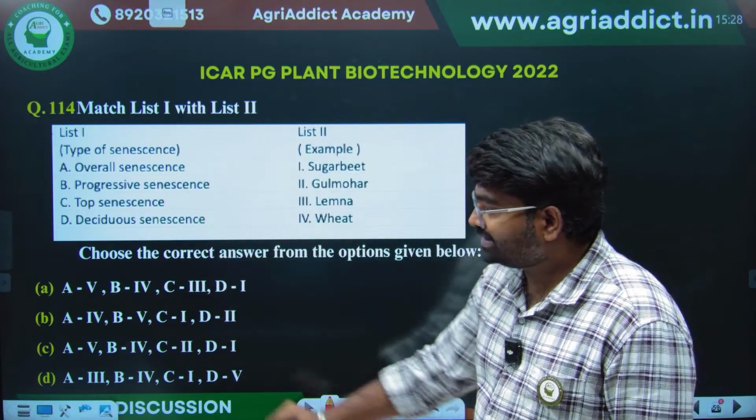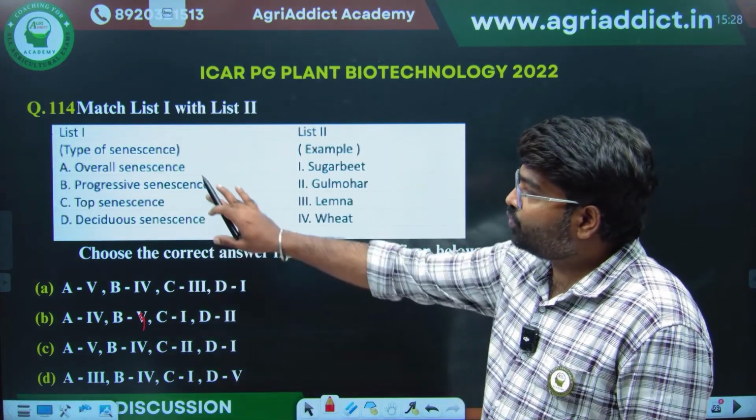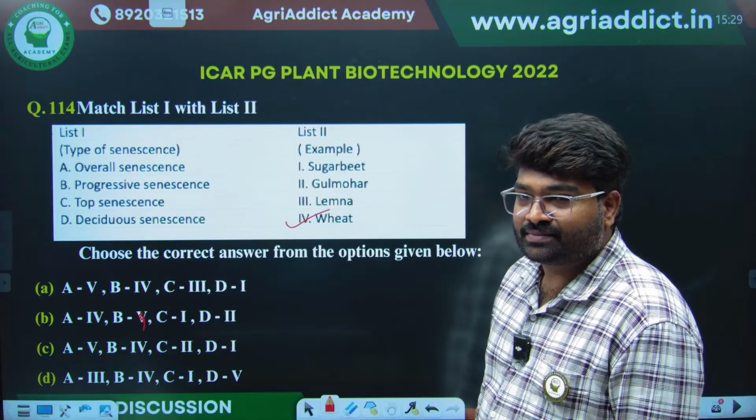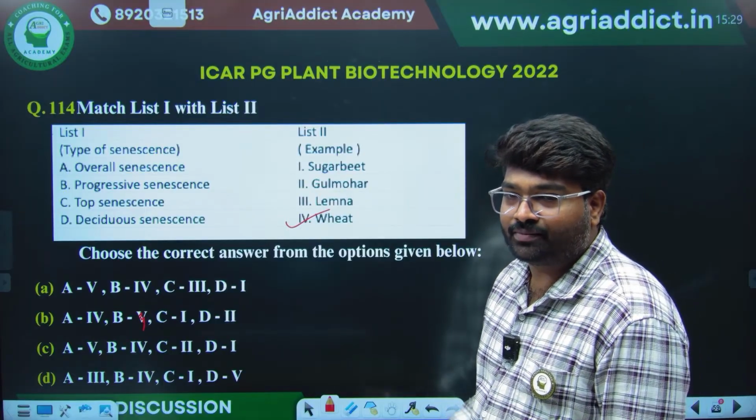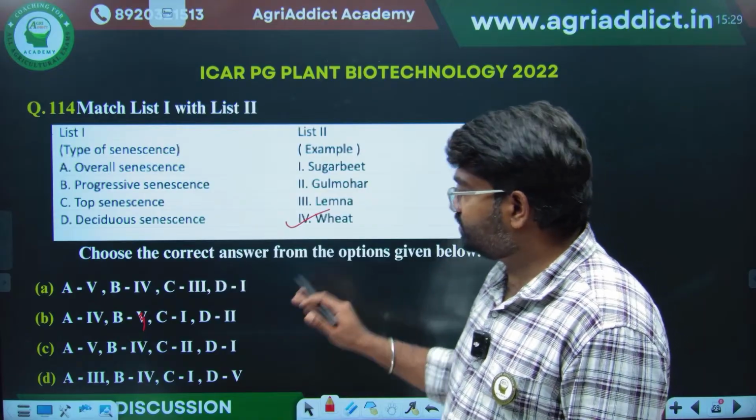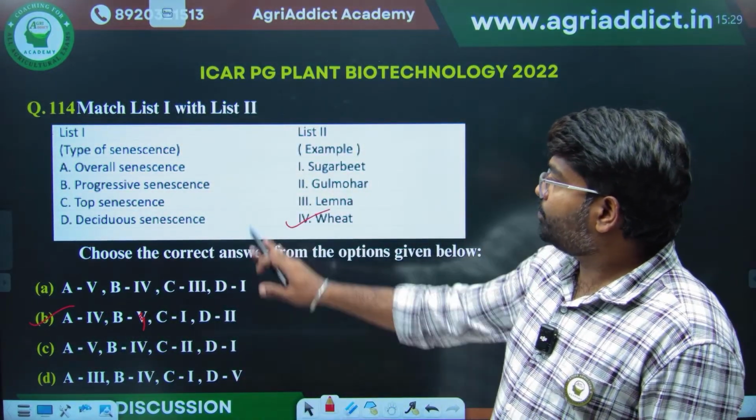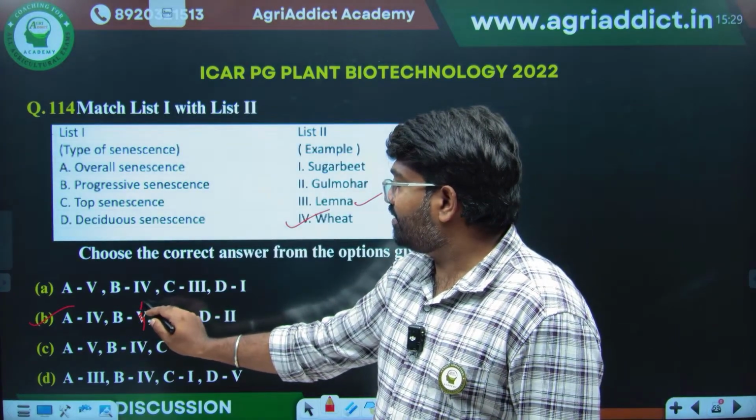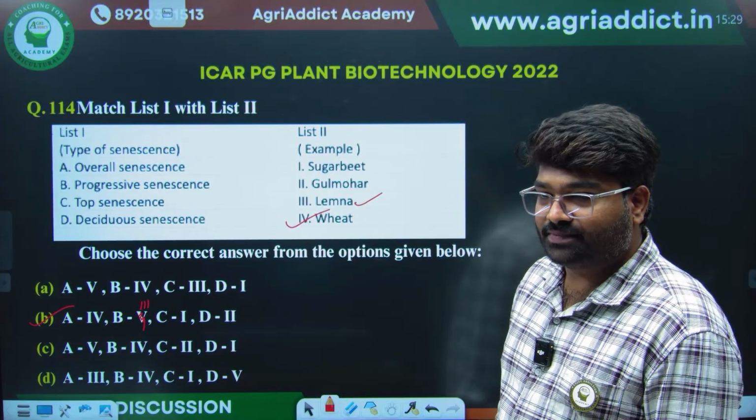Now deciduous senescence and progressive senescence. You have to answer now. This option is wrong. Overall senescence will be there in wheat. This is a very simple question. Both the root as well as the shoot, everything will die after the completion of the life cycle. Progressive senescence, the particular example is Lemna. Clear? Yes, B is the right answer.